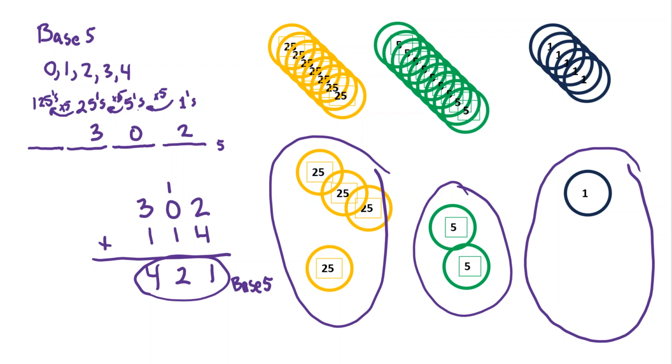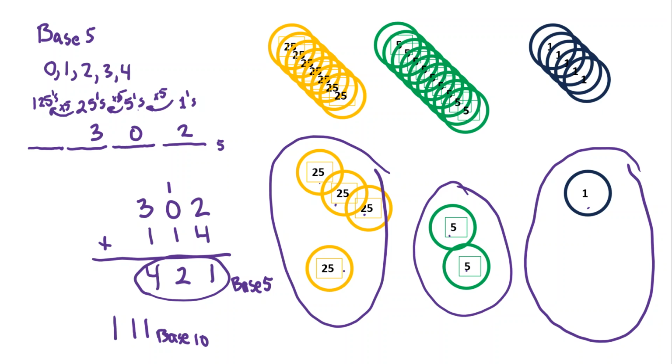Can I convert this into base 10? You betcha. Just look at the money that I've got here. I've got 4 quarters, 2 nickels, and a penny. So 4 quarters makes $1. 2 nickels is 10, and 1 more. I would have $1.11 right here. So that would be 111 in base 10. Okay.